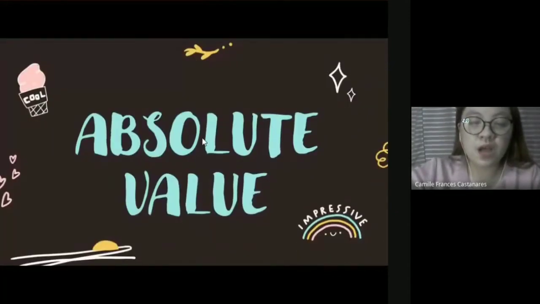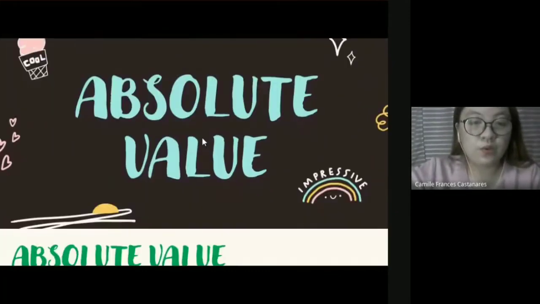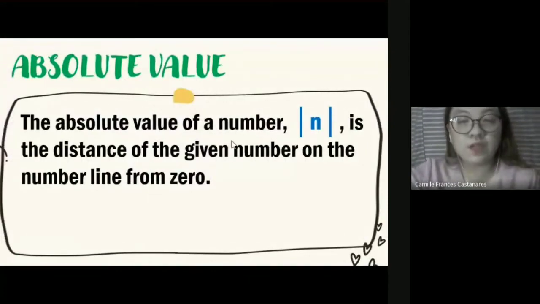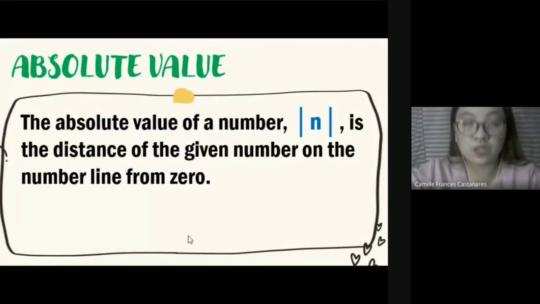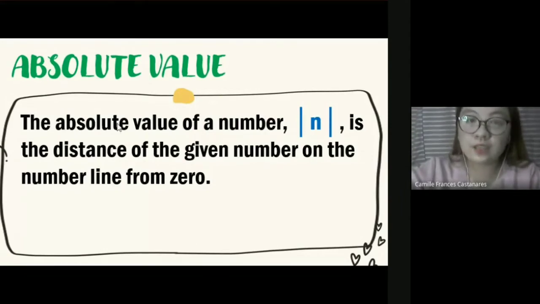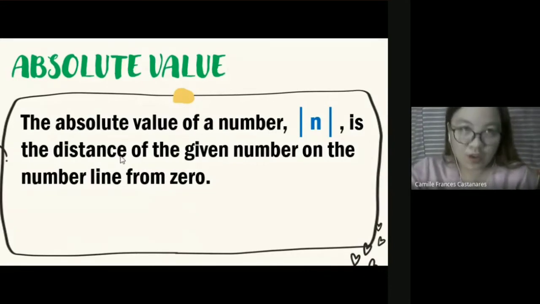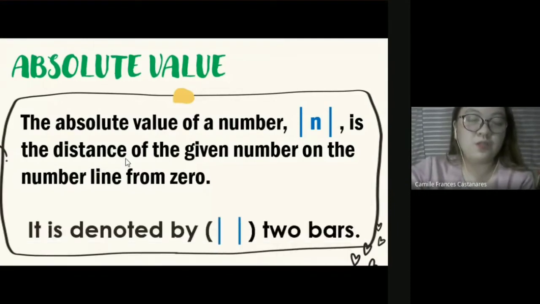Now, let's talk about absolute value. When we say absolute value, it is the distance of the given number on the number line from 0. So, kukunin natin yung distansya ng number sa number line, and then kung ano yung number of units niya from 0. So, when we say absolute value, it is denoted by these 2 bars. So, yung integers natin, yun yung nandun sa gitna ng 2 bars.